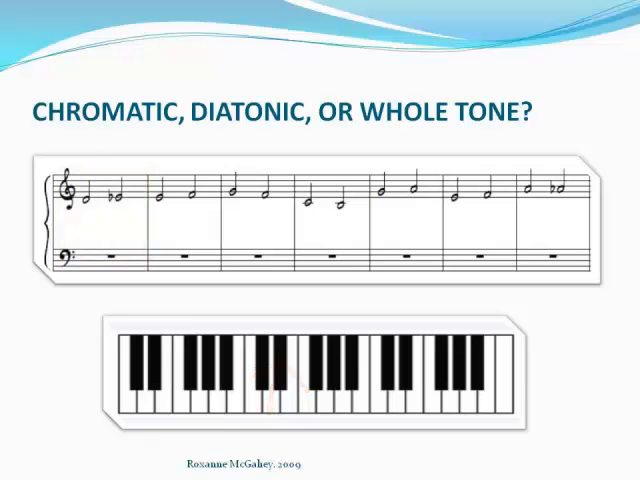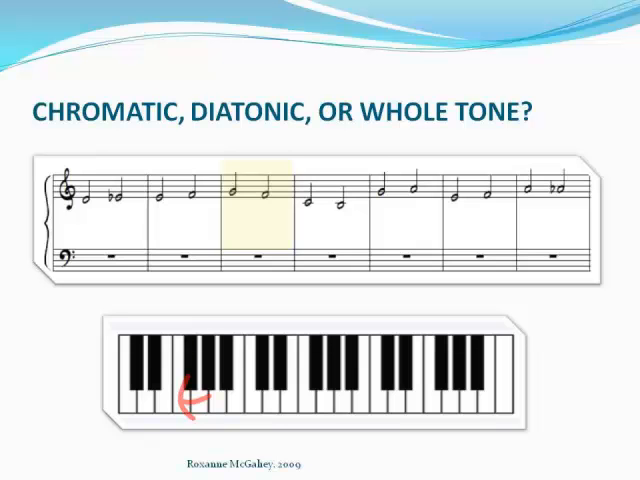In the next example, we have E to F. Again, it cannot be a chromatic semitone because it has a different letter name. When we look at the keyboard, we see that E to F is a half step or semitone, and it has a different letter name, so it's a diatonic semitone. G to F also cannot be a chromatic semitone. When we look at the keyboard, we see that there's a black key between the G and the F. That means this is a whole tone or a whole step.